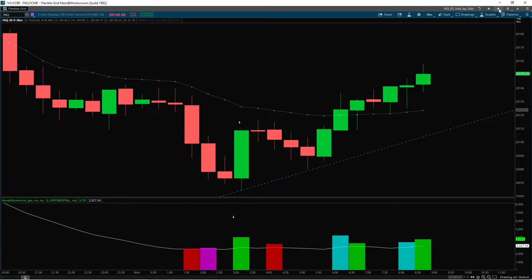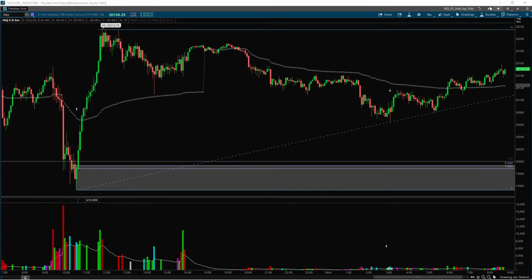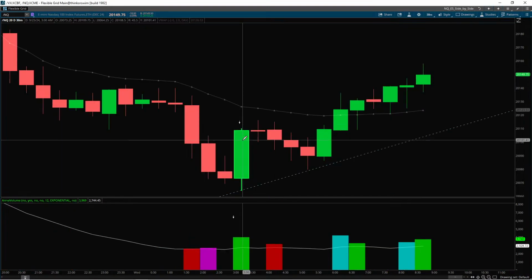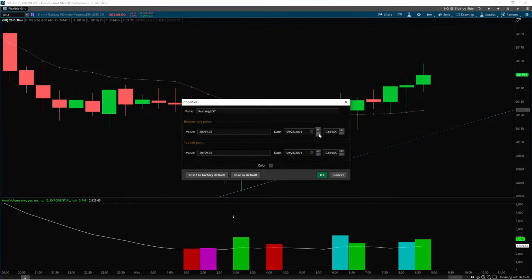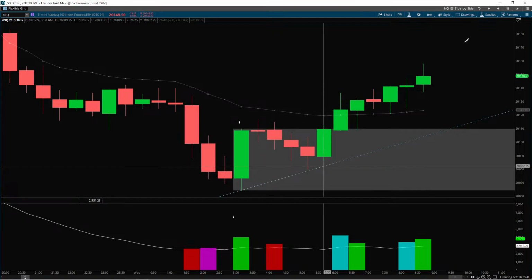So for NQ, I'm likely going to... I wonder if I can even do that. That candle's huge. All right, about 38 minutes before the market opens. That's not good. That's good. All right, so we got that.